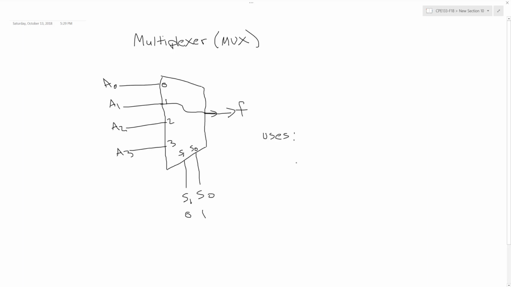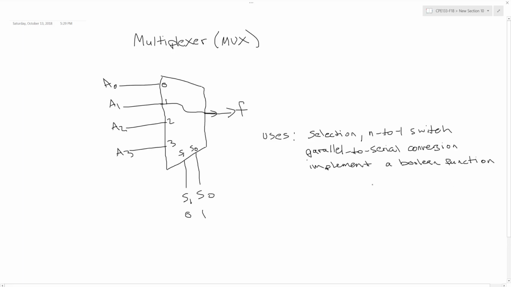So MUXes have many uses, and they actually come up a lot in many different types of designs. An example of some of them include selection, an N-to-1 switch, parallel to serial conversion, or implementing a Boolean function. The label for this MUX, we could call this a 4-to-1 MUX. Now let's take a look at how we would build a multiplexer.